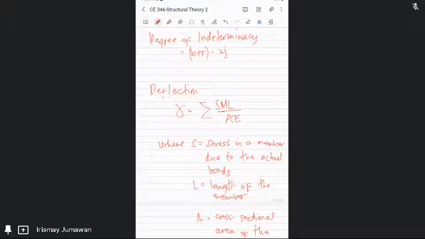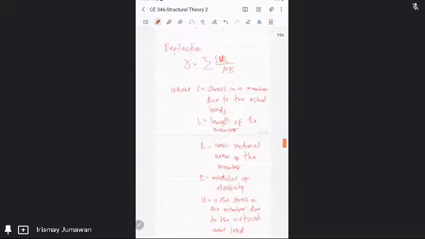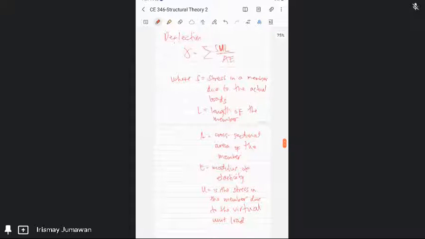Okay, so that is SUL over AE. Ang stress nga S, muna siya inyong bar forces due to actual load. Ang U is the unit load. That is the unit virtual load. So, okay, mauna ato ang formula for the deflection, and only for a determinate truss. So, that is the deflection for the determinate truss.